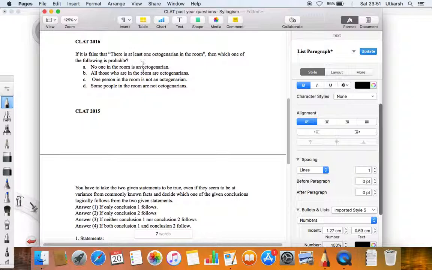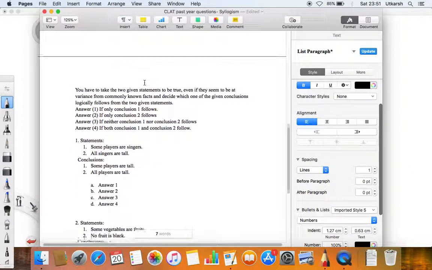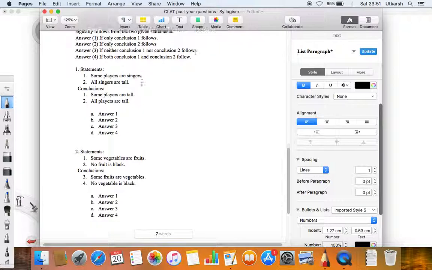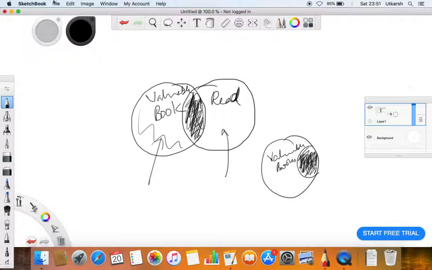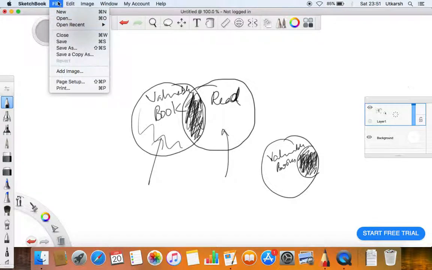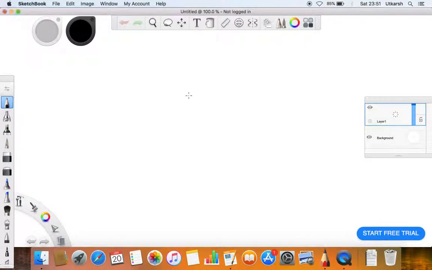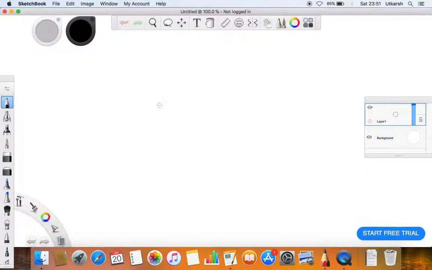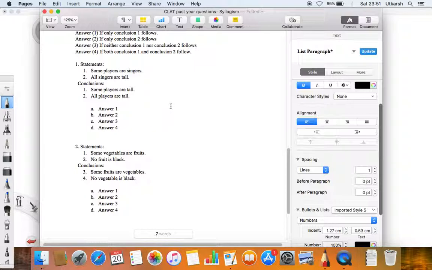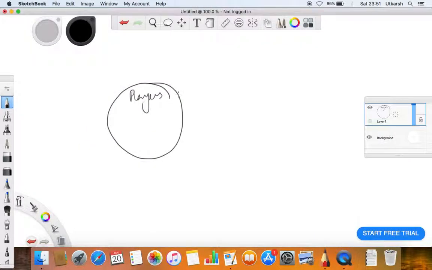Okay, this is not a Venn diagram question. Okay, let's do these questions. These questions are relatively easier to do, much less confusing. Some players are singers. Again, we have these players. Now it says some, so we can't take all. We have to take only some of it.